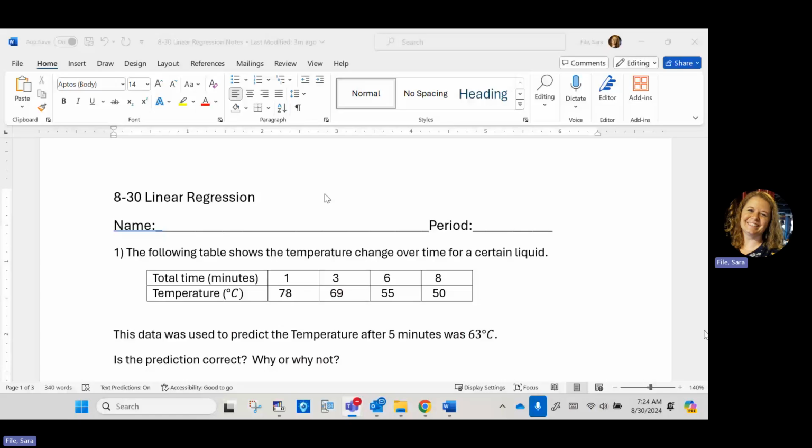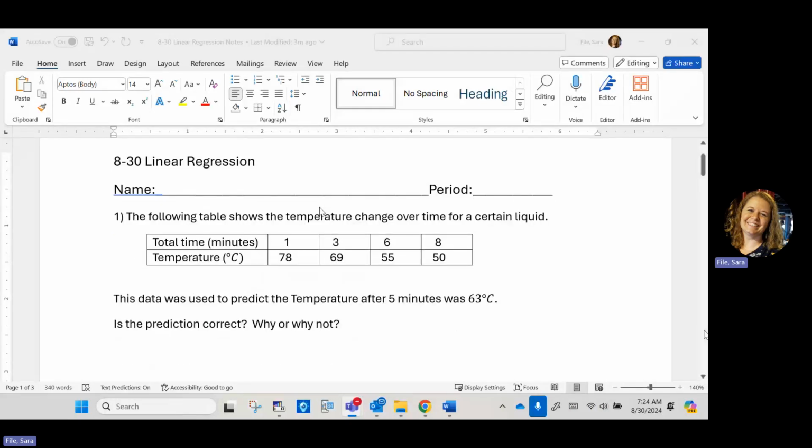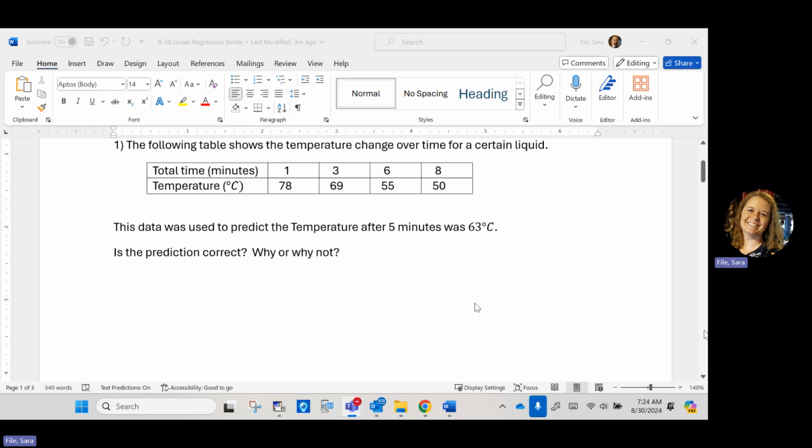Let's take a look at these scenarios real fast, and I'll let y'all pick which ones you wanted me to do with you. So in this first one, we've got the temperature change over time for a certain liquid. So we have the time passed in minutes and the temperature. And this was used to predict after 5 minutes, they predicted it would be 63 degrees Celsius. And we just have to answer whether or not that prediction's correct or not.